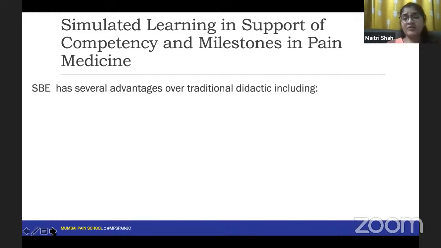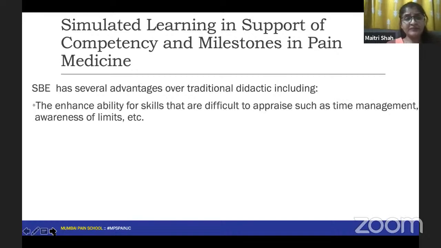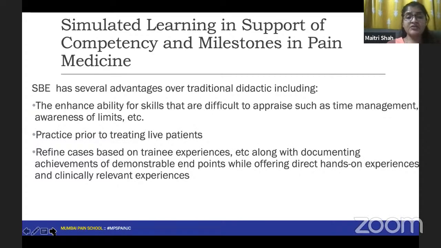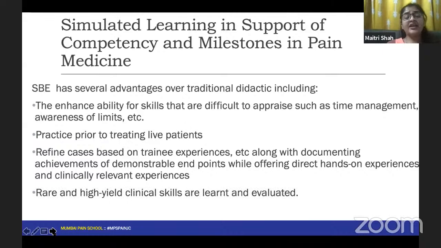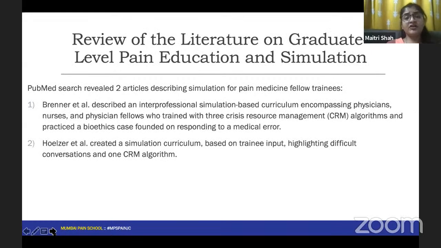Simulated learning in support of competency and milestones in pain medicine. Simulation-based education has several advantages over traditional didactics, including that it enhances the ability to assess skills that are difficult to appraise, such as time management, awareness of limits, etc. Practice prior to treating live patients, refine cases based on trainee experiences, etc., along with documenting achievement of demonstrable endpoints while offering direct hands-on and clinically relevant experiences. Fourth, rare and high-yield clinical skills are learned and evaluated. Review of the literature on graduate level pain education and simulation. So a PubMed search revealed 2 articles describing simulation for pain medicine fellow training.